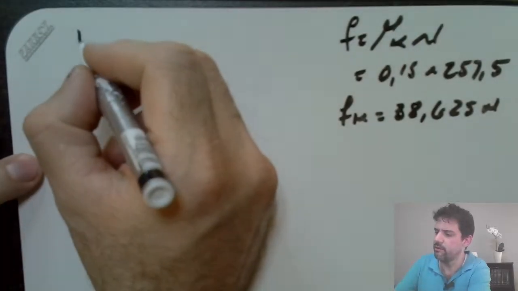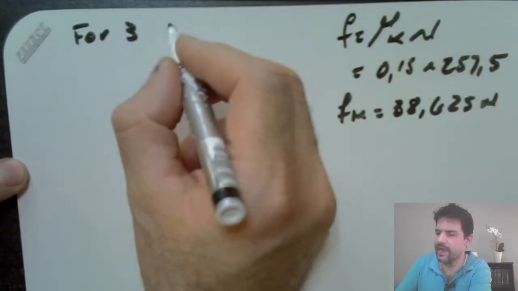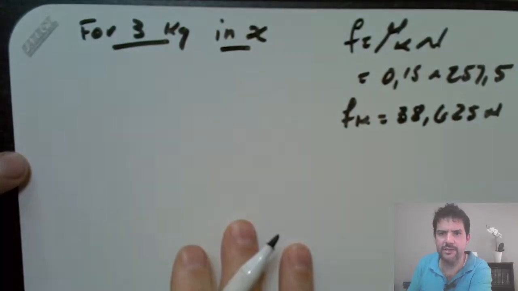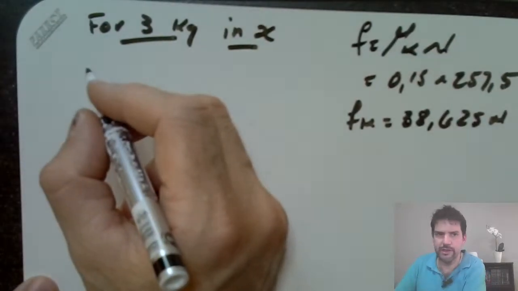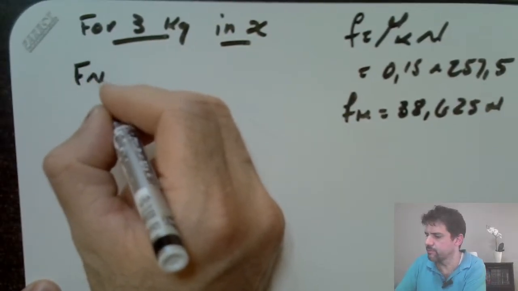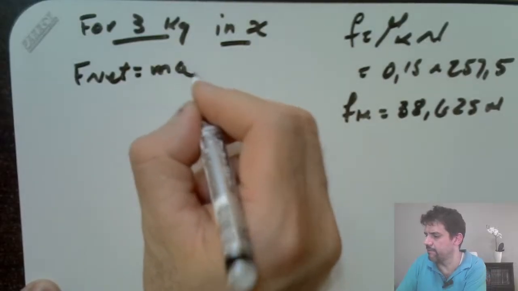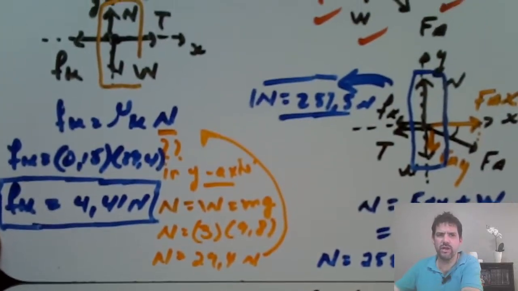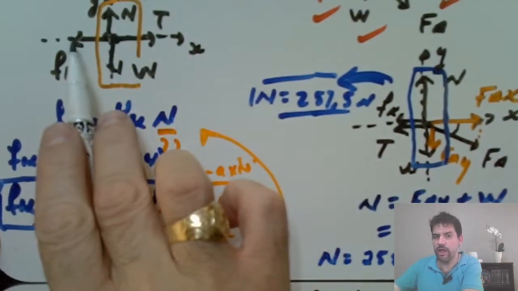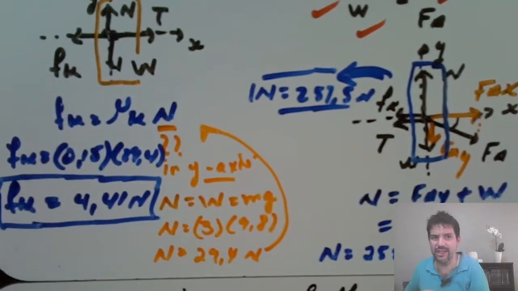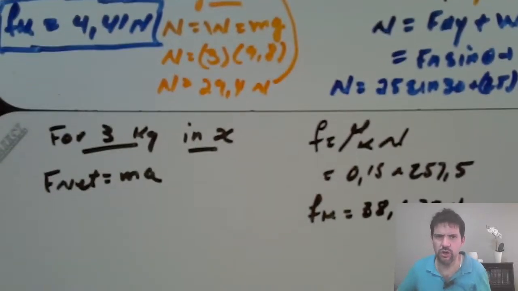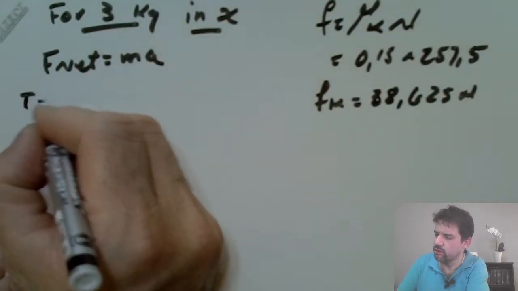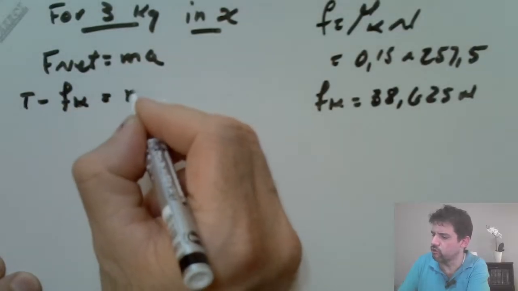So I'm going to write here for 3 kg. Right, in x. I'm going to work in x because the acceleration is in x. So what we have here, F net is equal to ma. What forces are acting there for the x-axis? We have tension to the right, we have kinetic friction to the left, and we did calculate the kinetic friction already. So if we go here, we have that this tension minus kinetic friction is equal to ma.